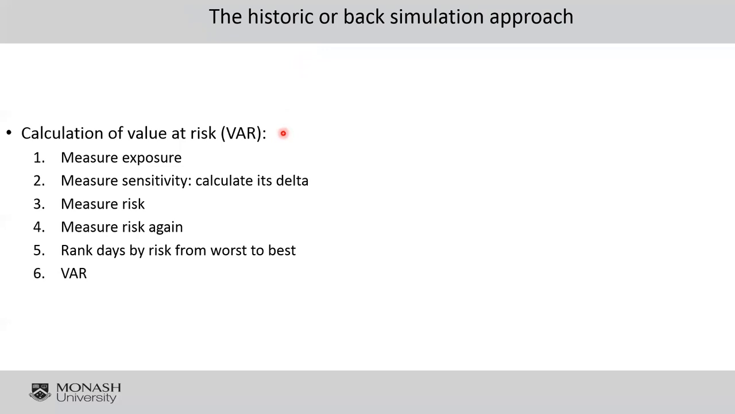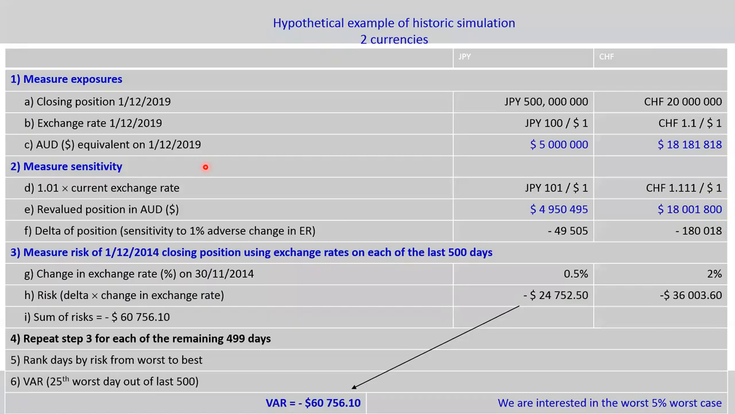We just use the non-parametric. Non-parametric means we are not actually using normal distribution and statistics and distributions. So what we do is measure something called the delta. I will show you in this example. Look, for example, here for the exchange rate, we have the Japanese yen. We have our investment: 500 million Japanese yen and 20 million Swiss franc. And we are an Australian company.